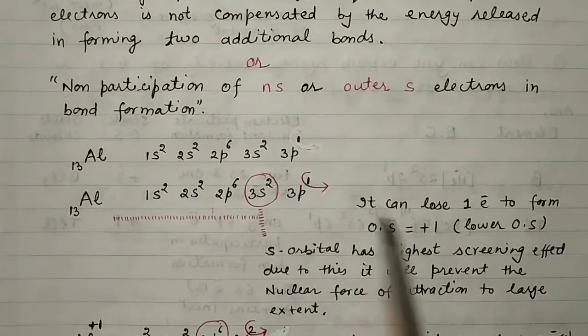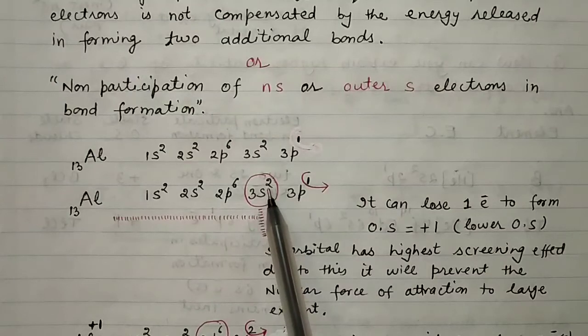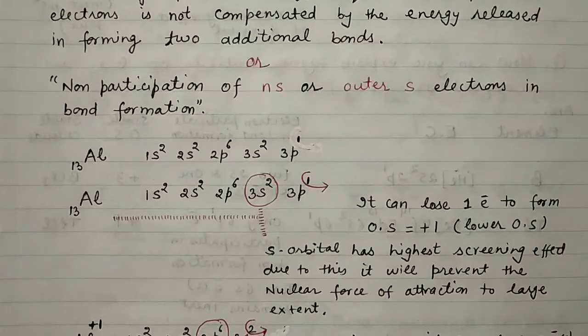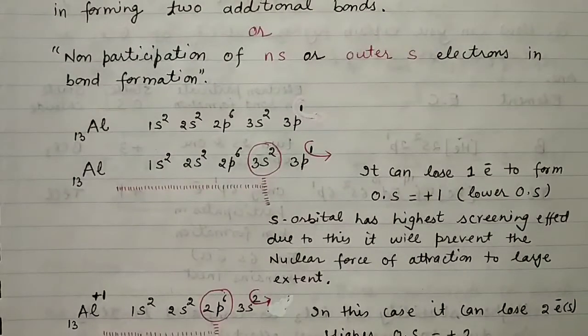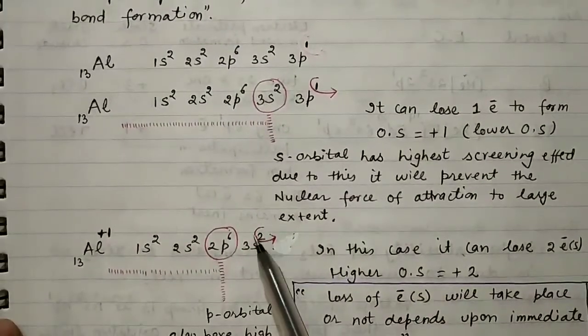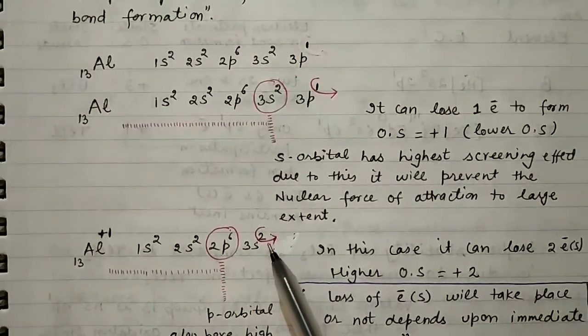So aluminium can show lower oxidation state +1, but if we want to remove the electron from the S orbital, then that depends upon the next immediate shell, that is 2p. And as we know, the p orbital again has a high, or you can say greater value of screening effect. That's why these two electrons can be easily removed. So the maximum oxidation state that can be shown by aluminium is +3.